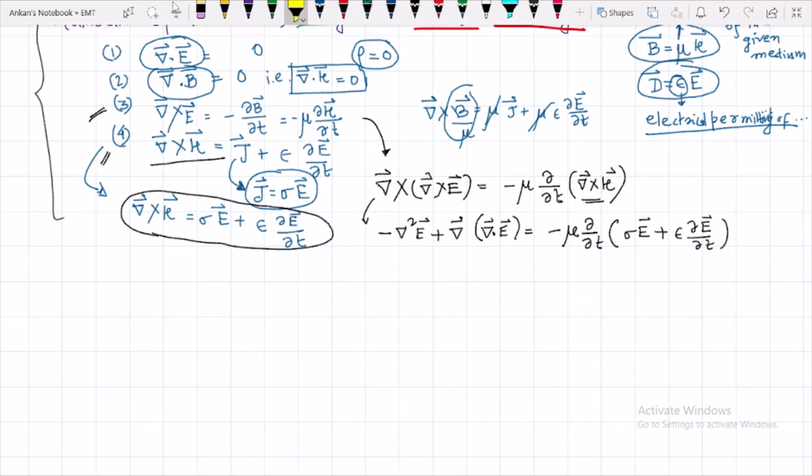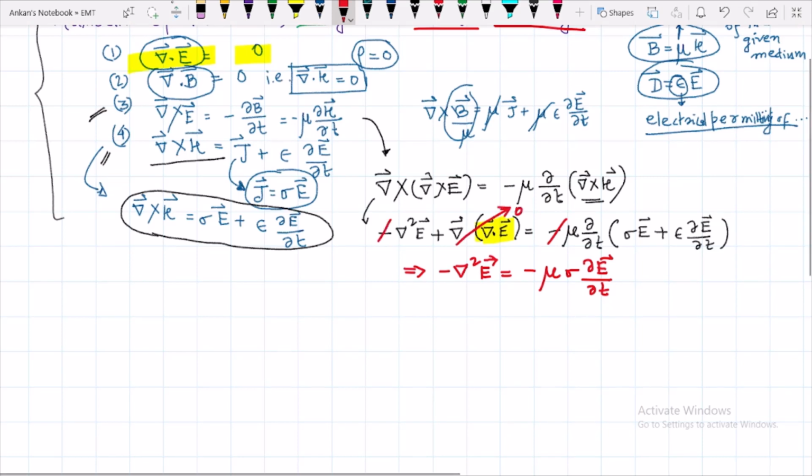Now what is the value of this term? It has already been discussed. So this is going to be 0, a big 0. So minus del cross E, sorry, del square E means minus of mu sigma del E del T. Let's avoid the negative sign, because the negative sign cancels out each other.